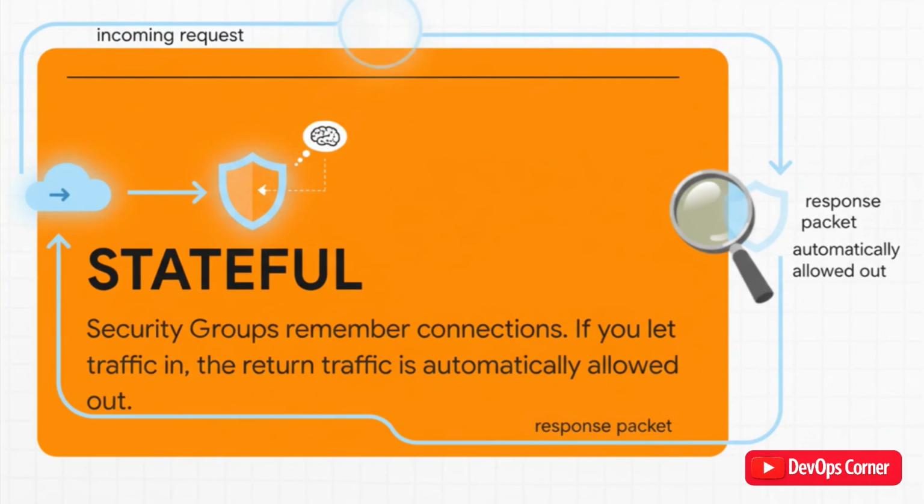Security groups are stateful. What does that mean? It means they have a memory. That smart bodyguard remembers the request it just allowed in, so when it sees the response packet leaving, it recognizes it. It's like, oh yeah, you're the reply to that conversation I just okayed. Go on ahead. It doesn't even need to check the outbound rules.